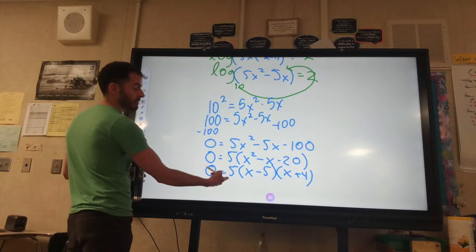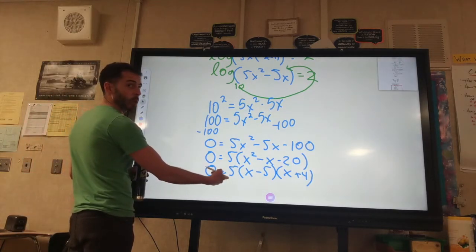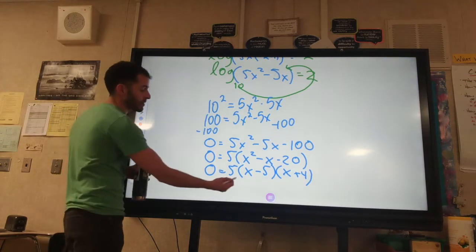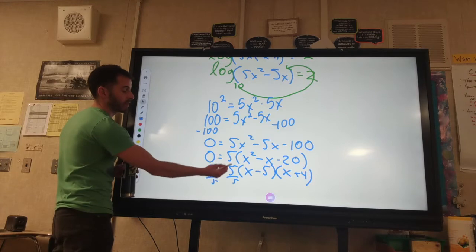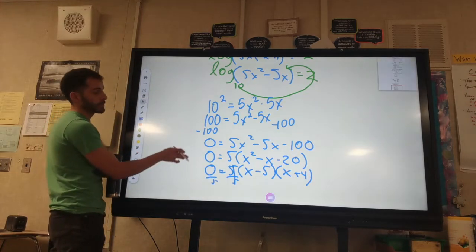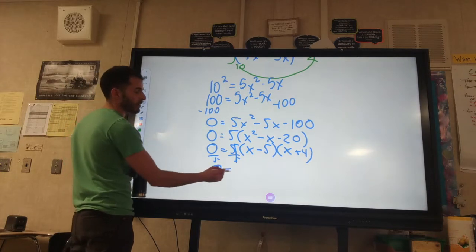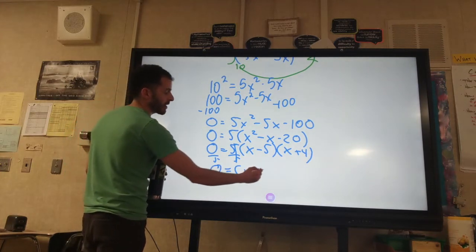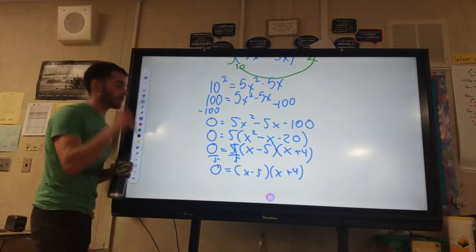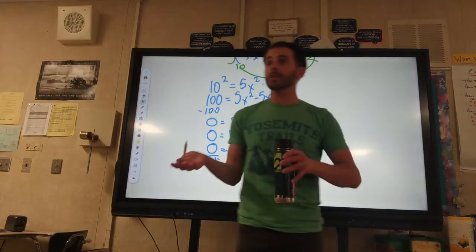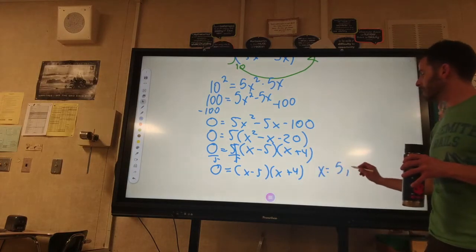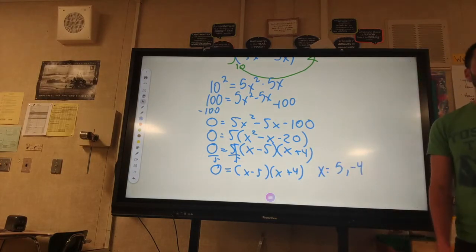Now, this 5, does it matter? It doesn't matter because it doesn't have an x. So we can just divide both sides by 5. 5 over 5 is 1. 0 over 5, class, is what? 0. So now we're back to 0 equals the quantity of x minus 5 times the quantity of x plus 4. And all we do now is just change the signs. So x equals positive 5 or negative 4.